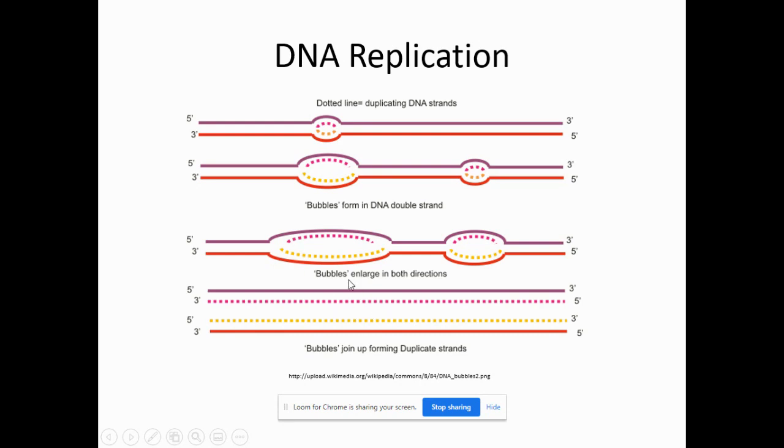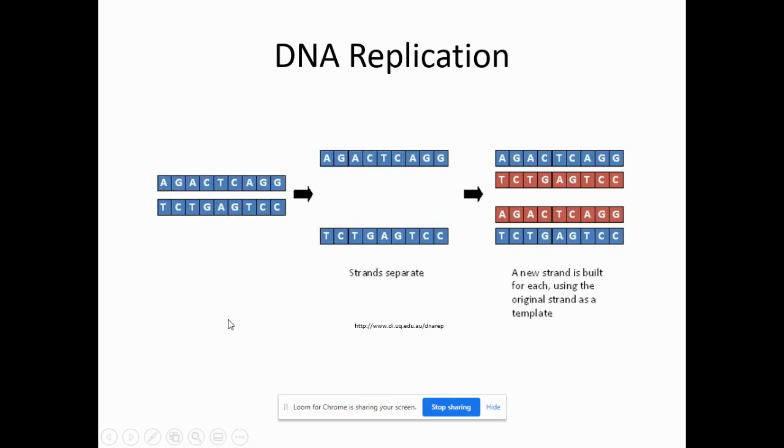Eventually, these bubbles enlarge in both directions and they join up. When they join up, it means that two new strands, these dashed lines, have been created. And so now you have two new DNA molecules. Each DNA molecule consists of an old parent strand, the template strand, and the new daughter strand.